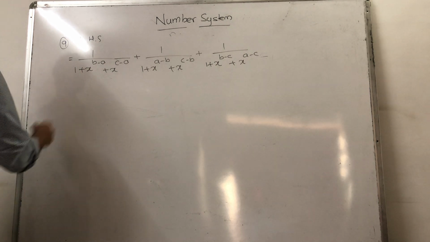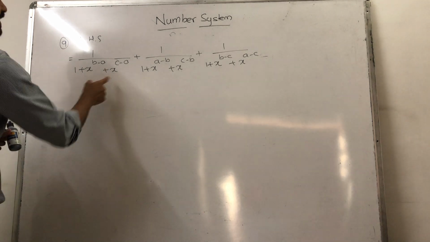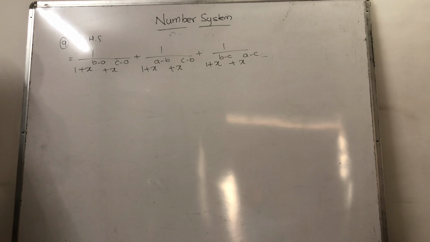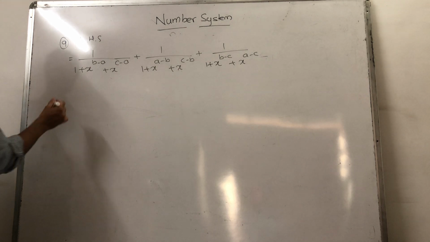Now we are going to write x raised to b minus a as x raised to b by x raised to a. Because if you have subtraction in the exponent, it means they are in division relation. Similarly, x raised to c minus a can be written as x raised to c by x raised to a. And we are going to apply the same concept in all the denominators. Right? So let's do it.